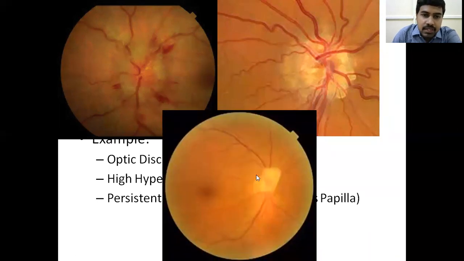Similarly, that is Bergmeister's papilla. I told you, persistent hyaloid tissue. So this Bergmeister's papilla remains as an attachment. From this, you can think that the disc is elevated, but it is not so.